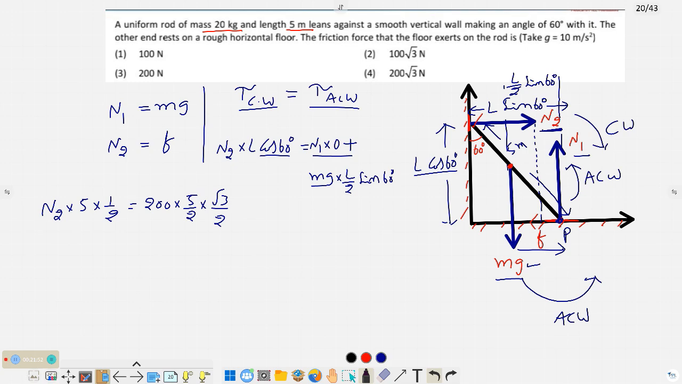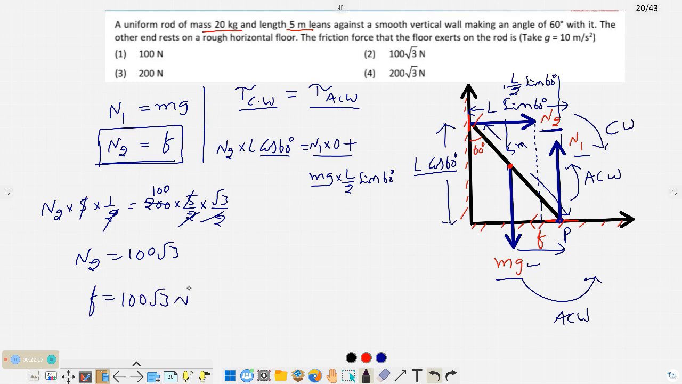You will get the N2 value. So what is the N2 value? You can check it. This 2 gets cancelled, and this is 200, and 5 gets cancelled. So N2 is equal to 100 root 3. Our question is, what is the friction? If you see the translatory equilibrium, it very clearly indicates that the N2 value is equal to the frictional force. Therefore, frictional force is equal to 100 root 3 newtons. In the options, the second option is the correct answer for this question.